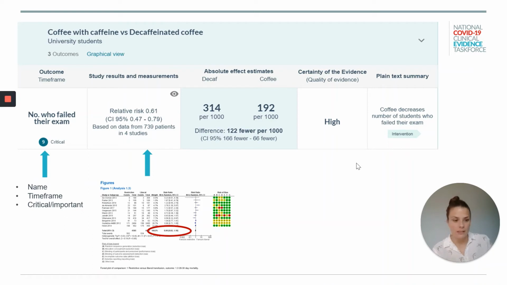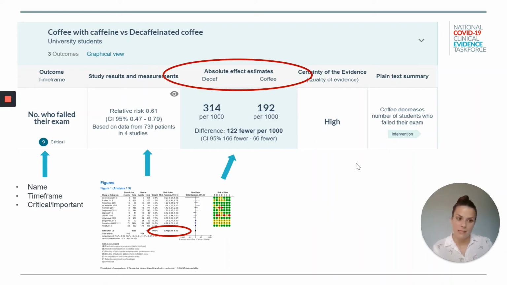Next column contains the results from the meta-analysis that we performed, and it also contains the number of participants and studies going into the analysis. The third column is basically the same. It's the same results that we see. However, here they are presented as absolute effect estimates.